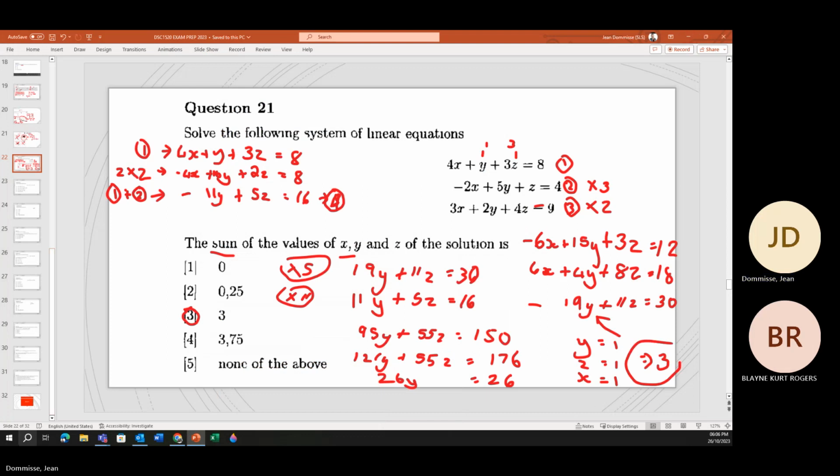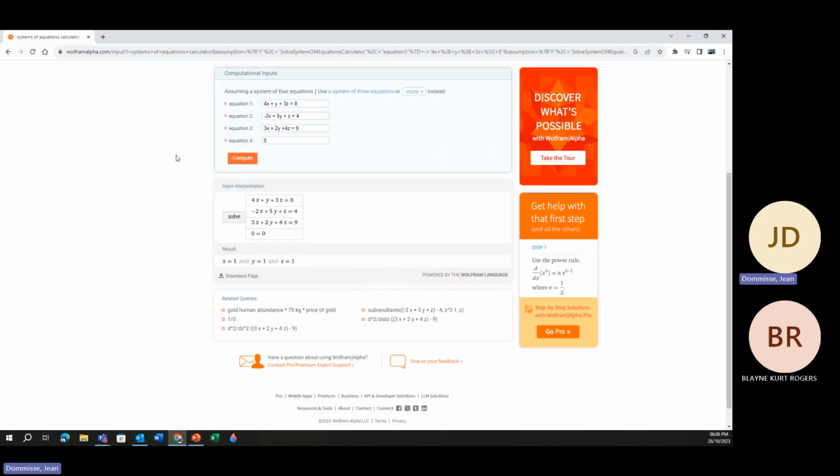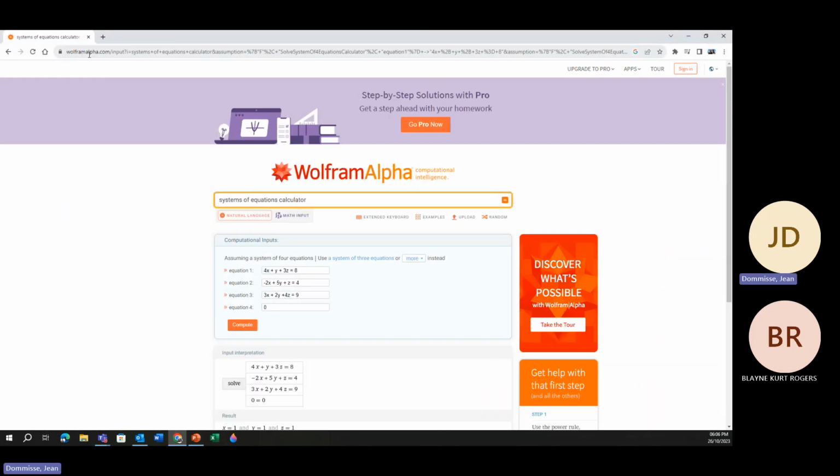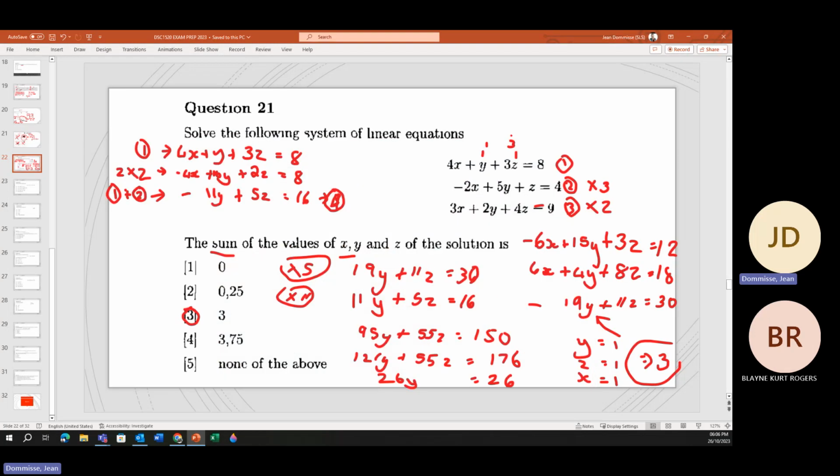Okay, so I have added that link into the chat. For the guys that are watching the recording, wolframalpha.com. You can look at that. Again, hopefully you're allowed to do it. If not, then we have this longer process that you can follow as well. Okay. So let's look at the next question.